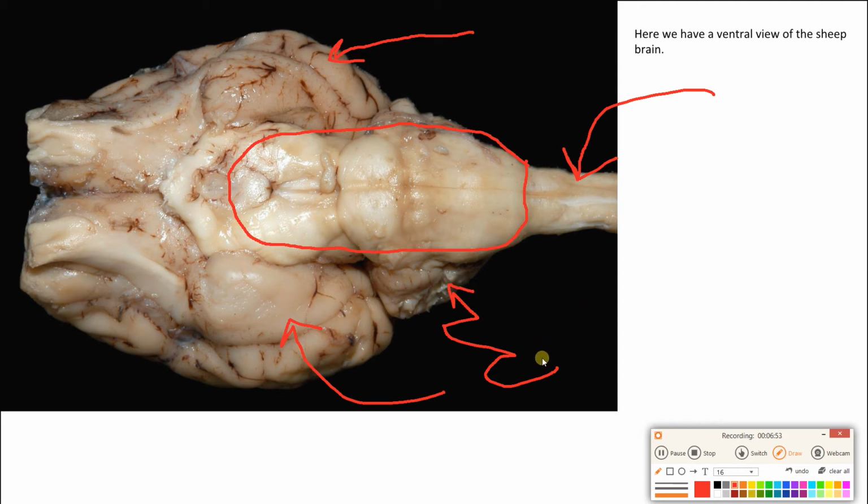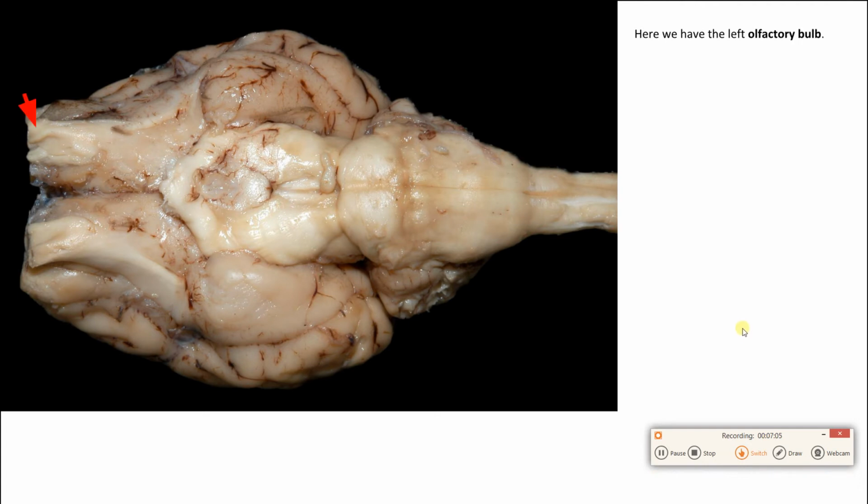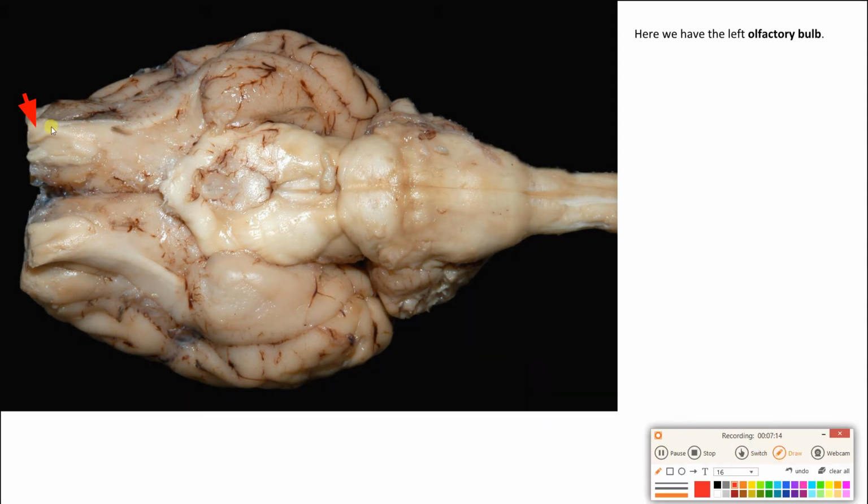So let us go over some of these things as well as some of these whitish structures that we see. Some of these many, many structures that we see. So let's do some of those. All right, we're starting with the left olfactory bulb. So right there, that little white region right there is the left olfactory bulb. That is where the olfactory nerves come in from the nasal cavity, bringing that sense of smell towards your brain.